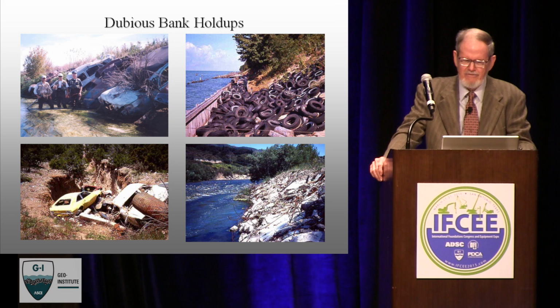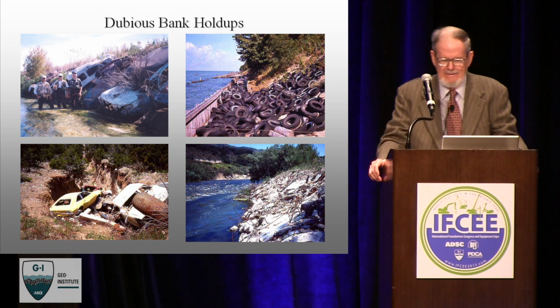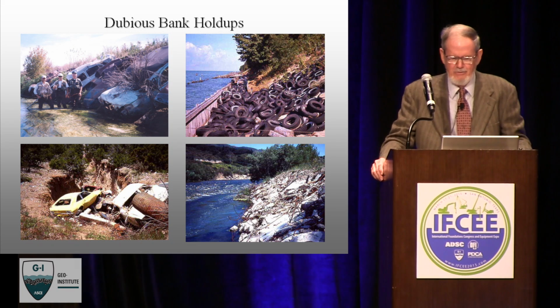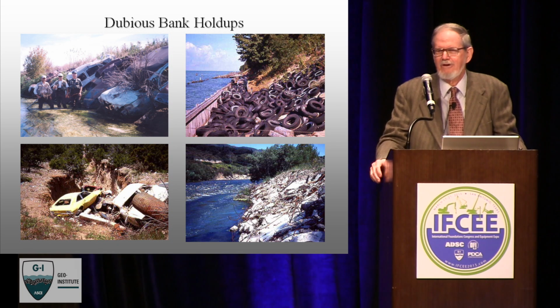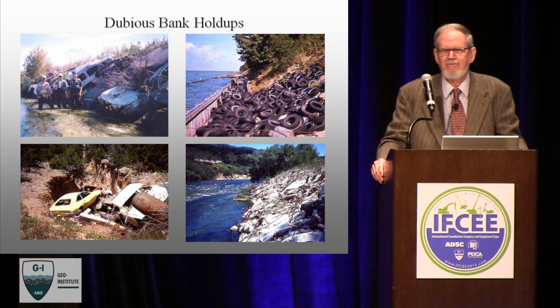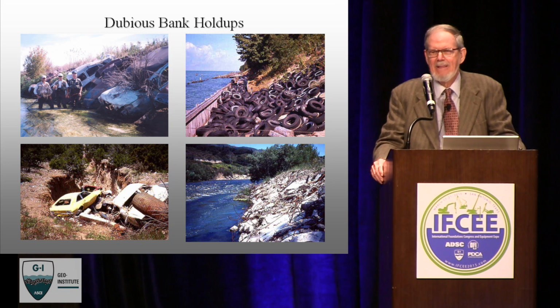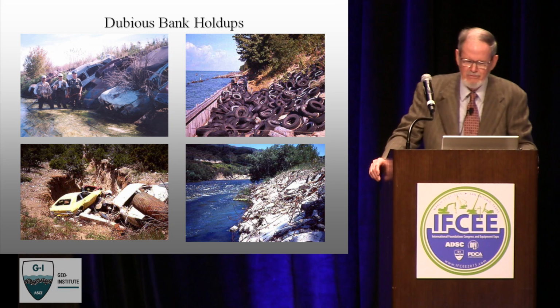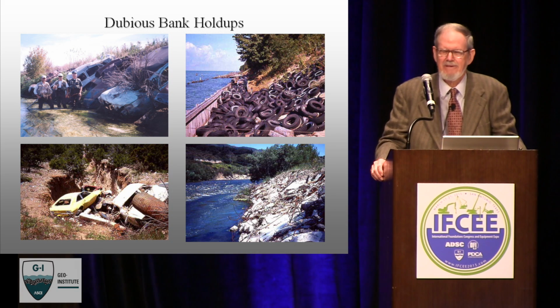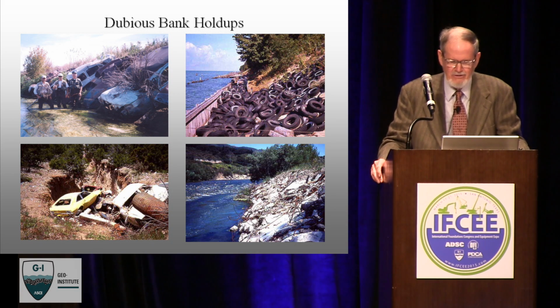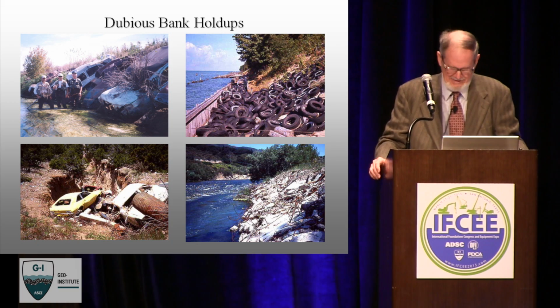On the bottom right photo is a bank protection project, stream bank, in Carmel, California, in which concrete rubble was used as revetment. Well, the concrete rubble is okay. The problem is they left all the rebar poking out of it. And this stream is a favorite one for rubber rafters, little kids in rafts going down. They're in danger of poking their eye out on this rebar.